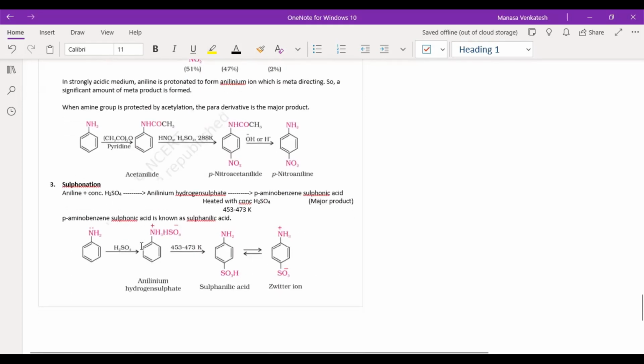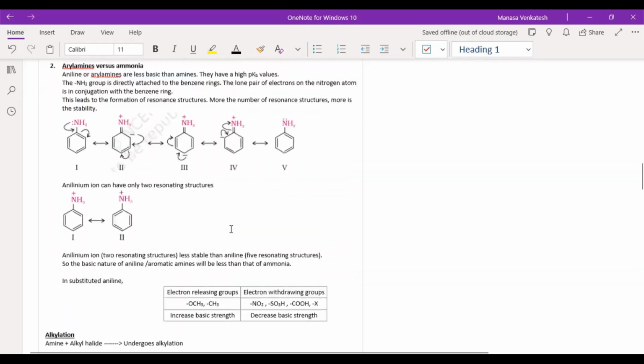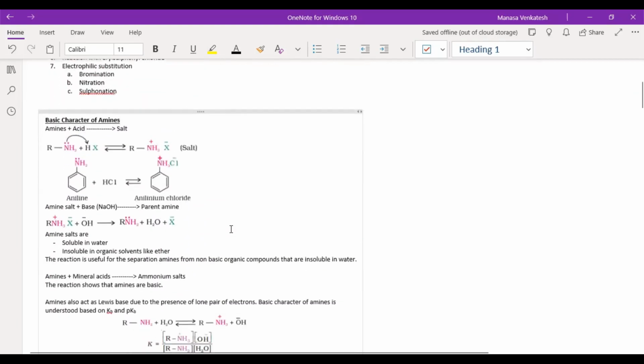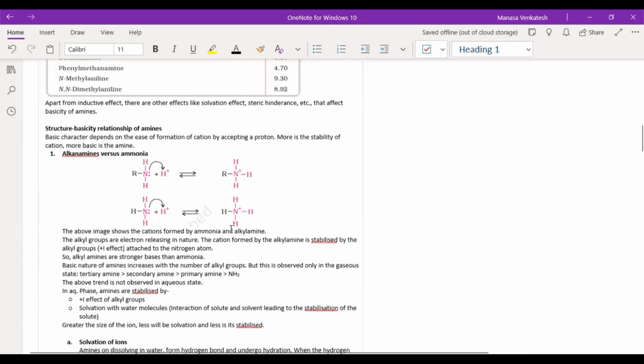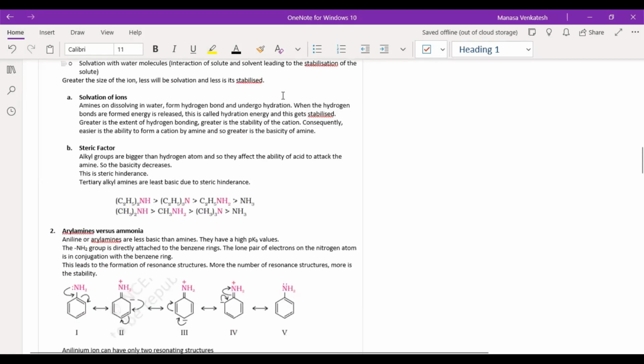Next is sulfonation. In sulfonation, you have the formation of anilinium hydrogen sulfate, which on further heating with concentrated H2SO4 gives us sulfanilic acid. Now, this sulfanilic acid can exist as a Zwitter ion because SO3H wants to lose the proton, and NH2 can gain the proton. With that, we're done with the various reactions of amines. I have covered the maximum that I could. If you have any doubts with these reactions, reach out and I will try and clear them.